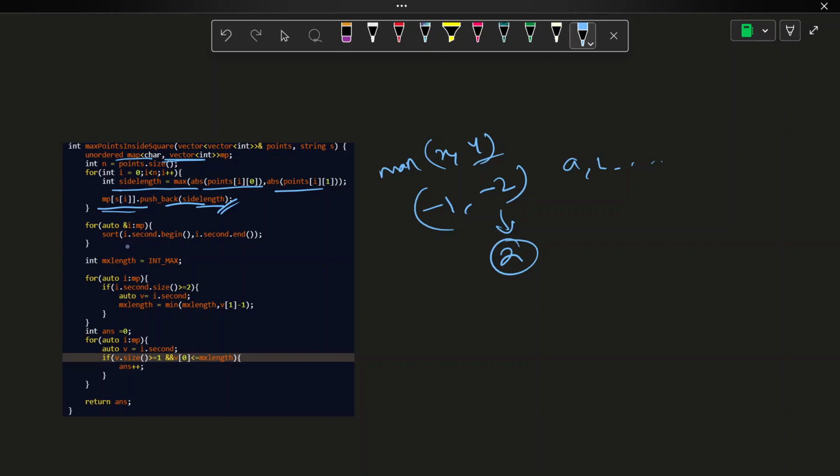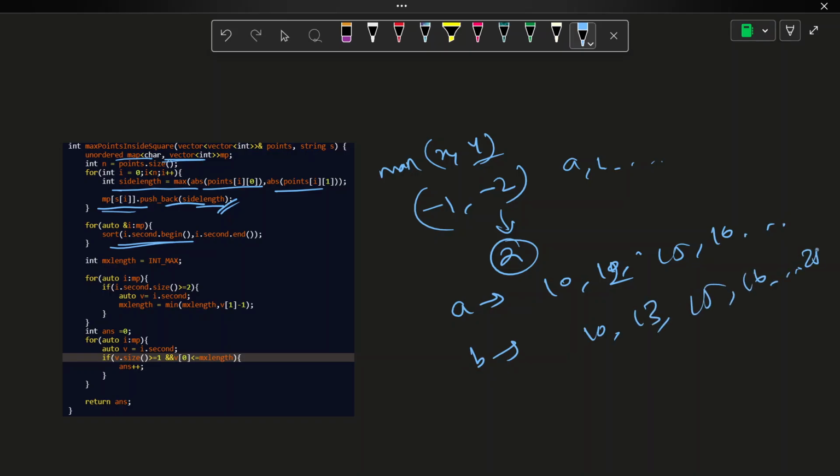Now I sort the positions with respect to all tags. Like for a, the positions are like 10, 12, 15, 16, and in this way. For b also I have sorted: 10, 13, 15, 16, 25, and so on. Now I am trying to find the global side length for the repeated case, because if only one element is present, then I don't have to think about it, because the side length can be infinity. It will always be counted. So for the repeated case I have to check what the maximum side length can be.